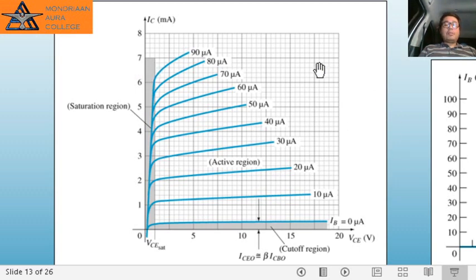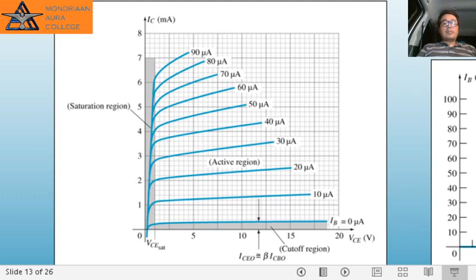Alright. For example, in-increase natin yung ating VCE. What will happen to I sub C? I sub C will slowly increase until it will saturate. Ibig sabihin ng saturation, ito na yung pinakamataas na pwede niyang increase.